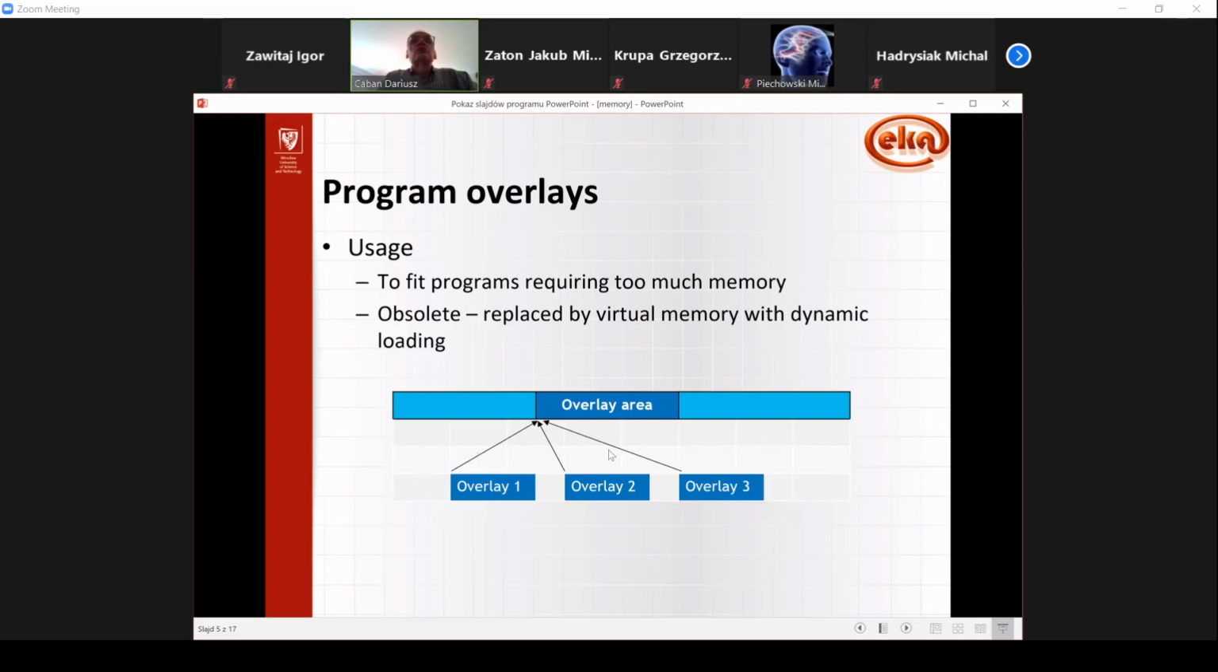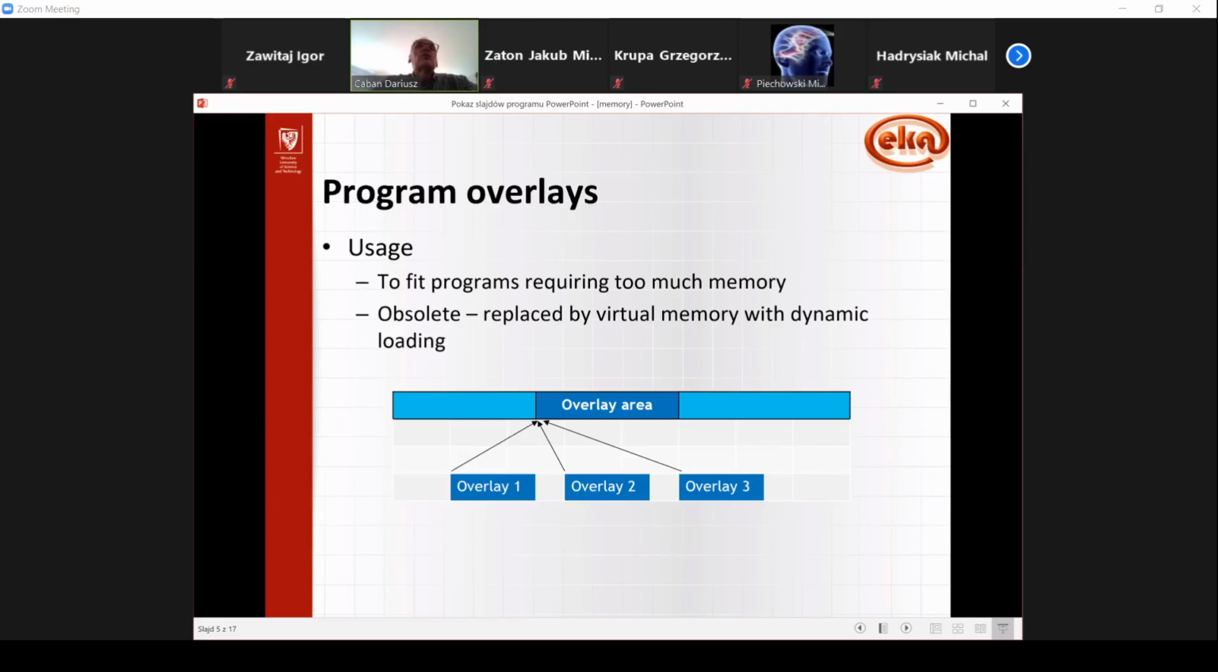Whereas if you did not use the overlays, the code inside them would have to be all the time inside memory. So it would be the sum of the sizes of all the overlays. And obviously, a program which uses just the overlay area of the maximum overlay size will be much smaller than the program which has all the overlays resident in memory all the time.